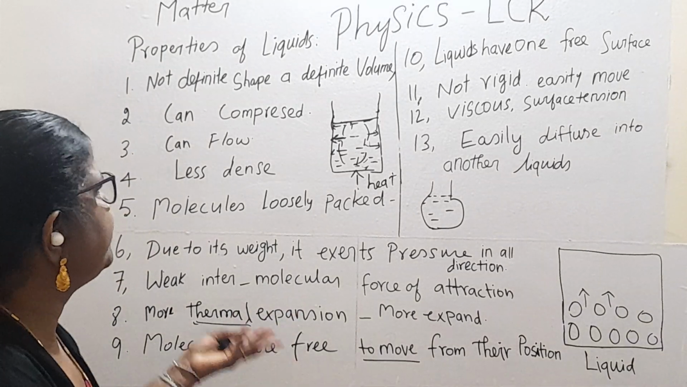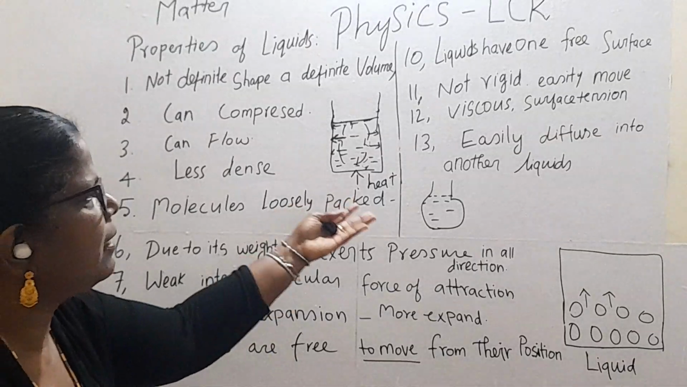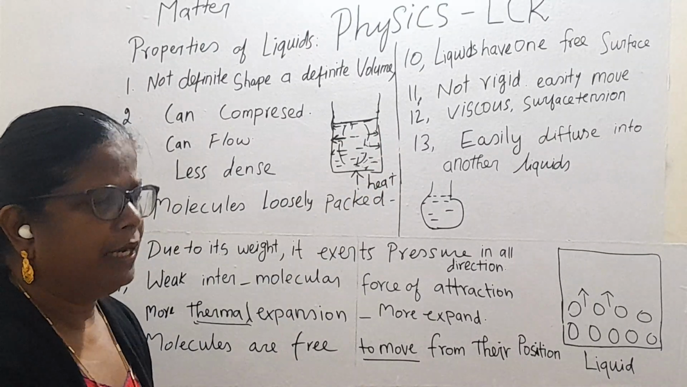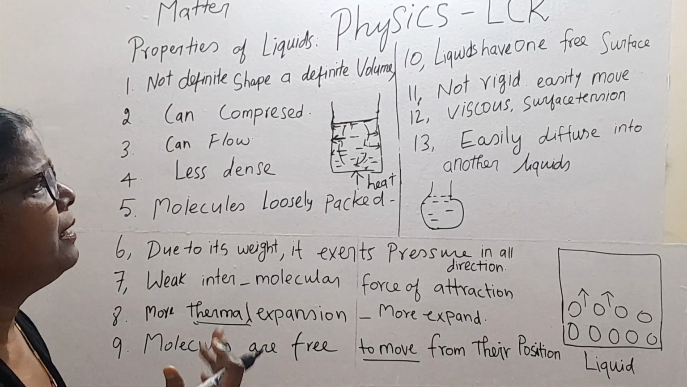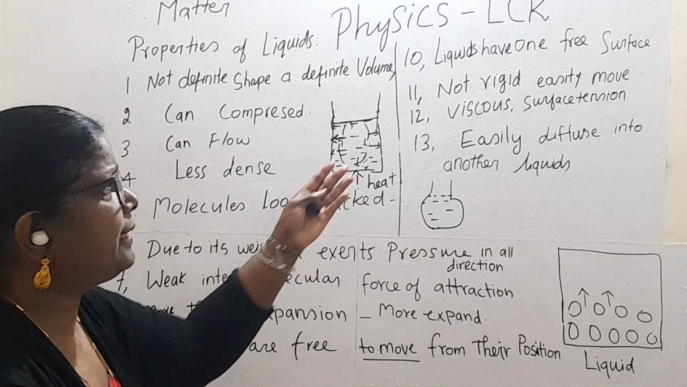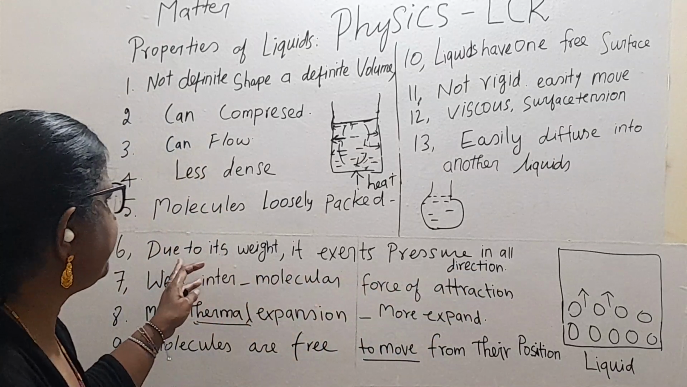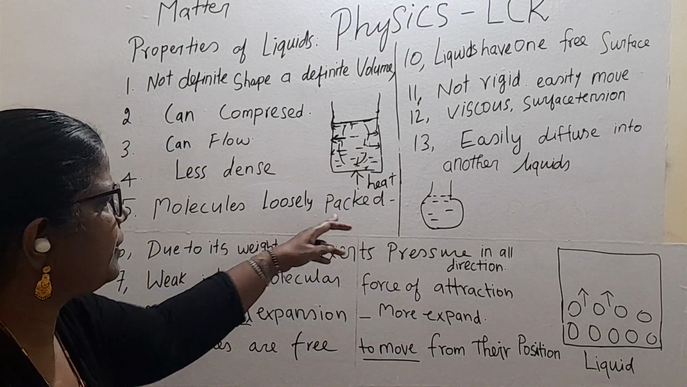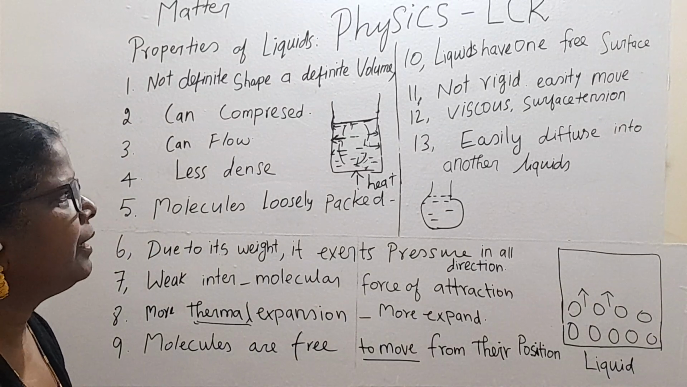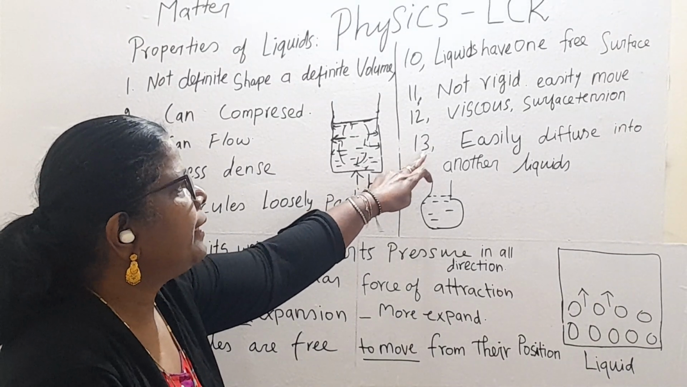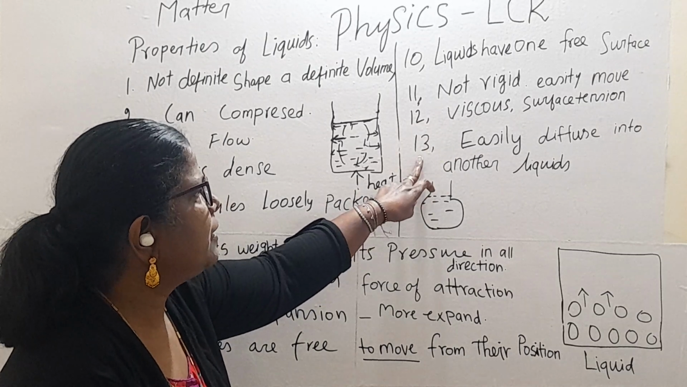Liquid is not rigid. We already said it is less dense. We can't say soft, but it is not rigid. It moves easily. The molecules have loosely packed space in between, so that's why it is not rigid. That is the 11th point. The 12th point I will explain later, the two properties.